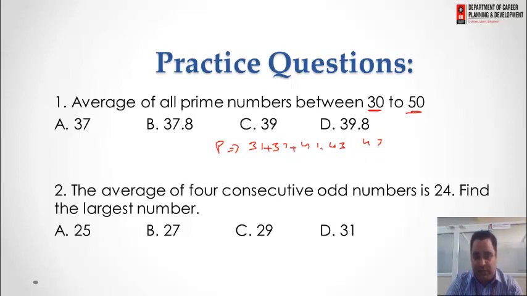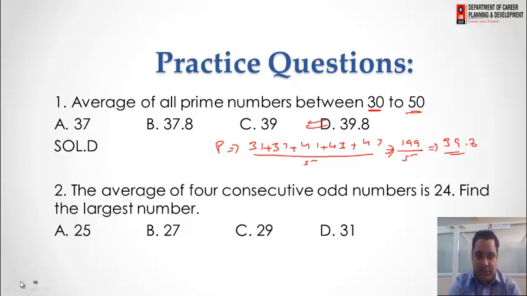To find their average, we just need to sum all these values, and as there are 5 numbers, we divide the sum by 5. The sum of 31, 37, 41, 43 and 47 is 199, and if we divide this number by 5, the answer we get is 39.8. So we have option D as the correct answer for this question.